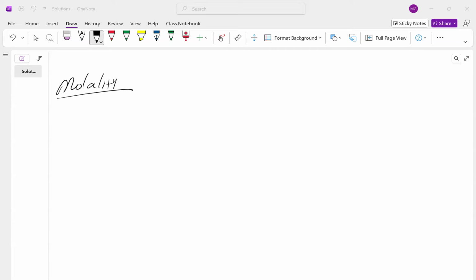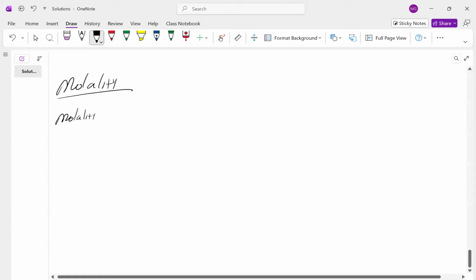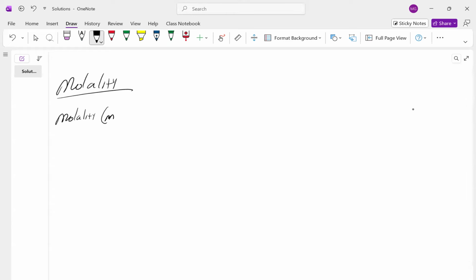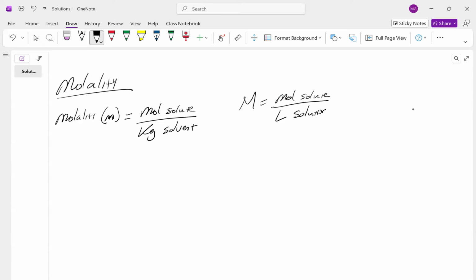But molality, and we use this kind of cursive or lowercase m, is moles of solute over kilograms of solvent. Now, this is where the big difference is. Remember that molarity is moles of solute over liters of solution. And sometimes these numbers are the same and sometimes they are not.